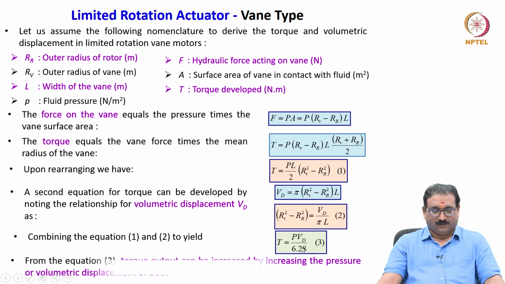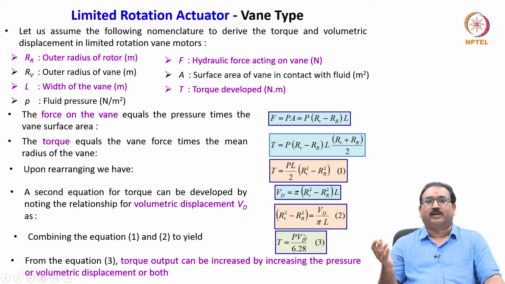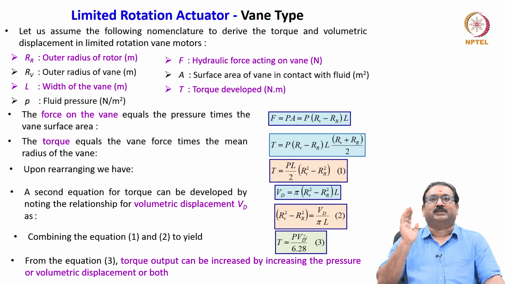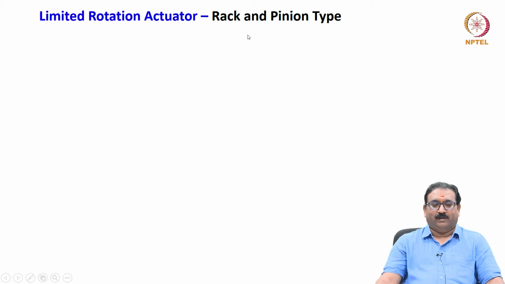From equation 3, torque output can be increased by increasing the pressure or the volumetric displacement or both. Torque depends on the pressure as well as the volumetric displacement. Then one more type we will see, the limited rotation motor, rack and pinion type.